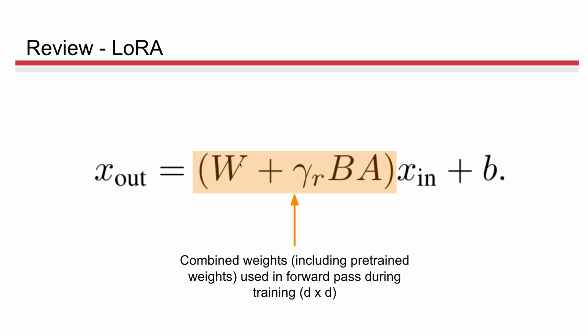And so when we think about memory savings and memory usage during LoRA, we save memory because we're not updating the gradients of the pre-trained weights. We're only updating the gradients of B and A. We also save memory because we are not storing the optimizer states. So for Adam, we're not storing the momentum and variance for the pre-trained weight matrix. But we do store the weight matrix itself because we need it to calculate the activations during training.